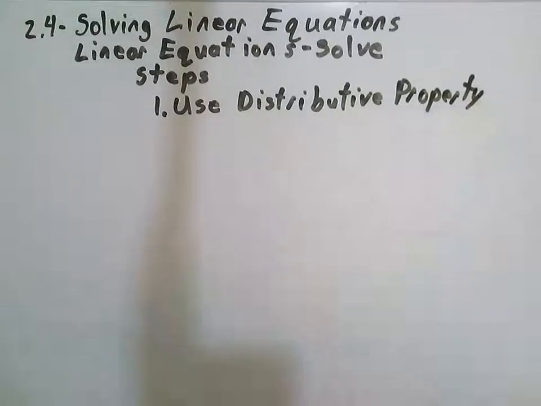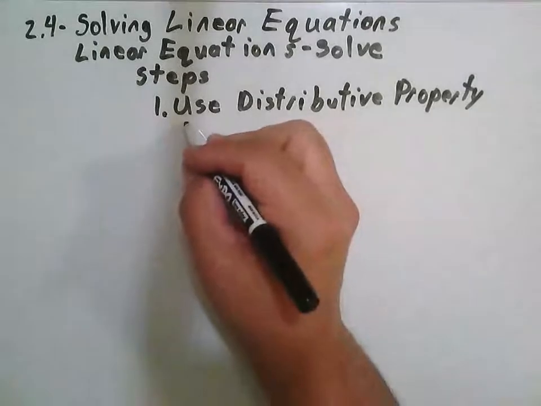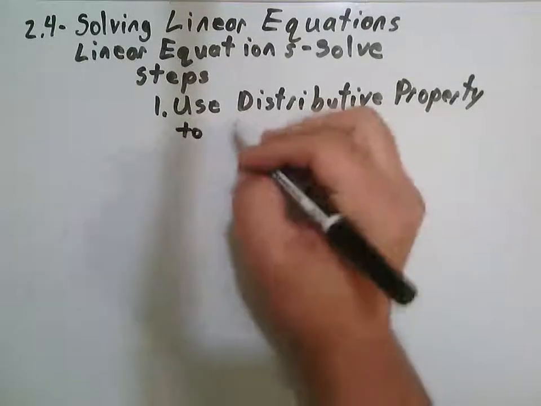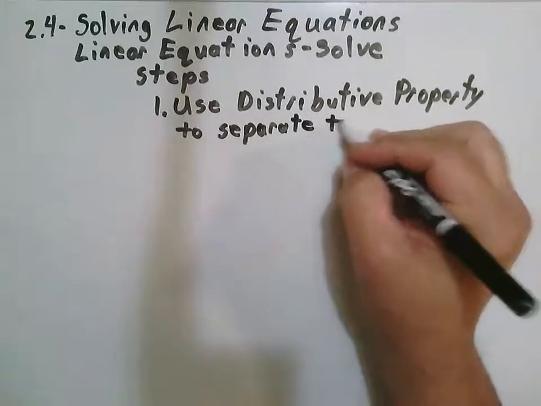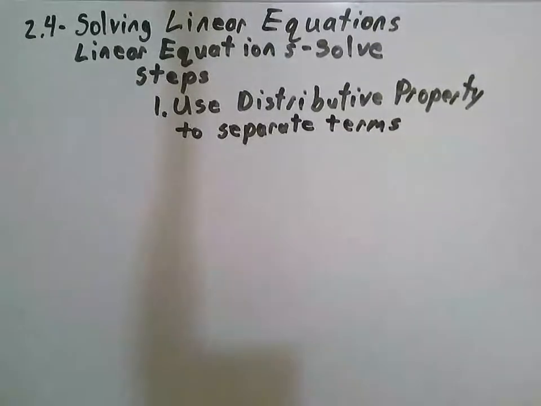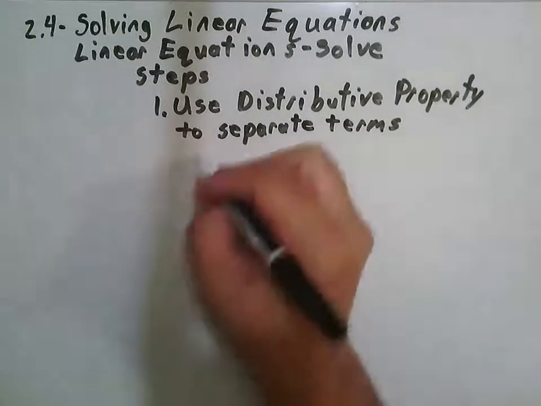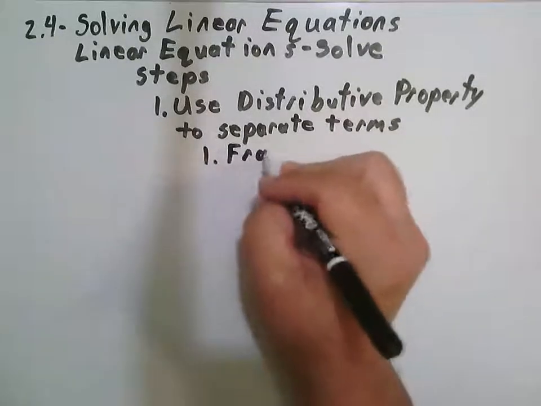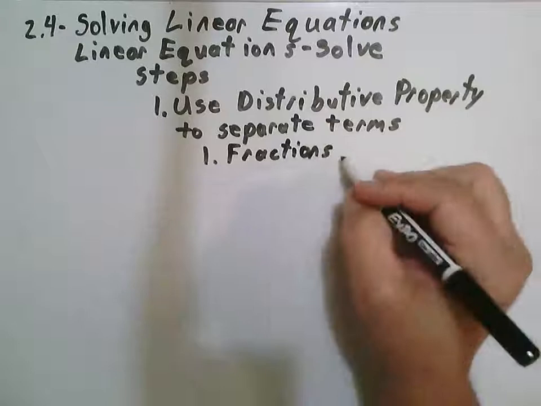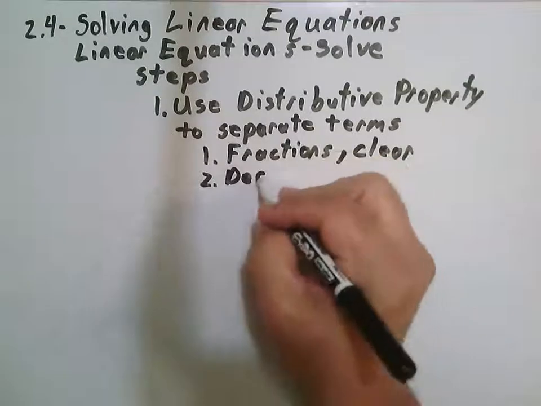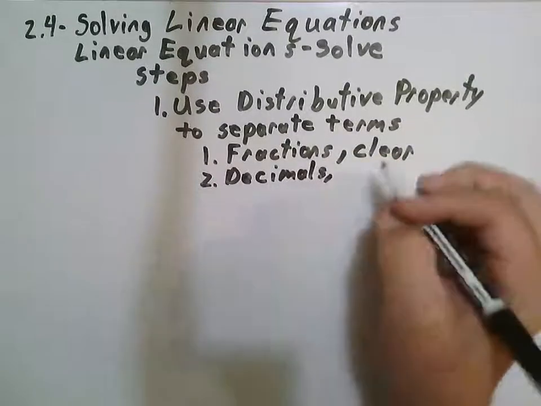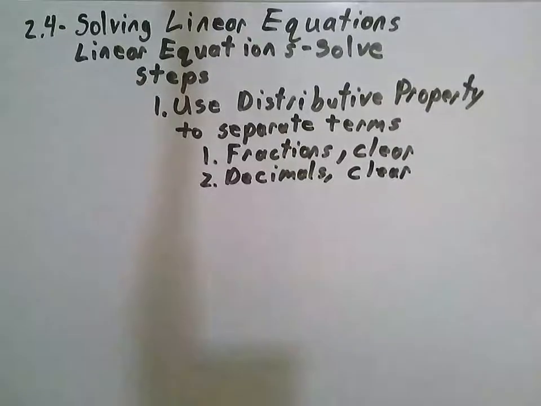And the key to that is you're going to use the distributive property to separate the terms. And what are those terms? Well, basically, what it's saying is if you have fractions, then you'd want to clear those fractions first. If you had decimals, you'd want to clear those decimals first. I'll show you what I mean by that as we move through the section.